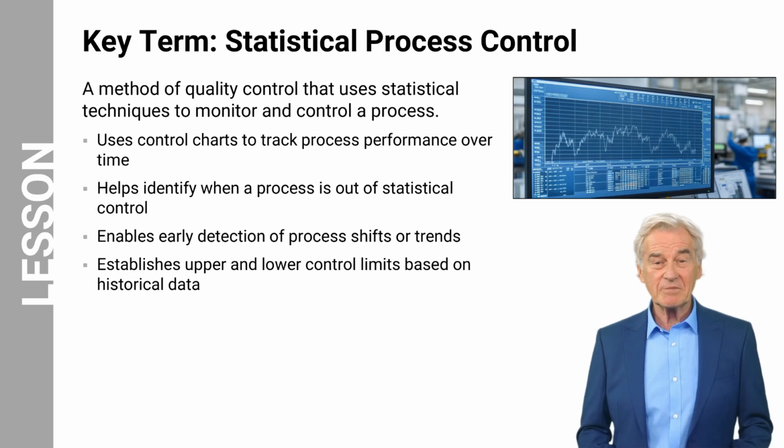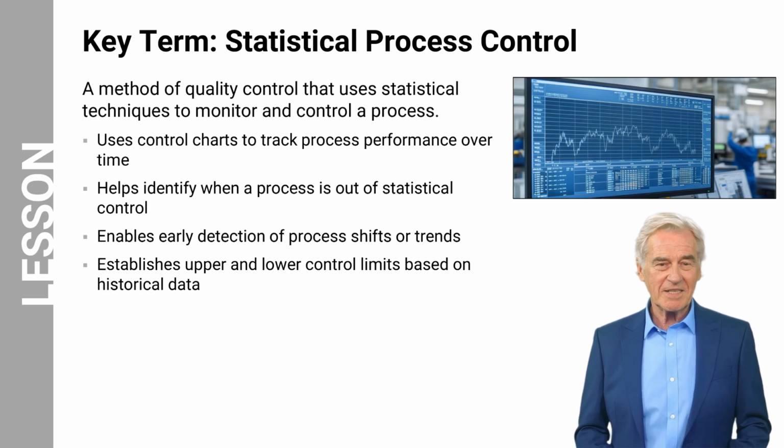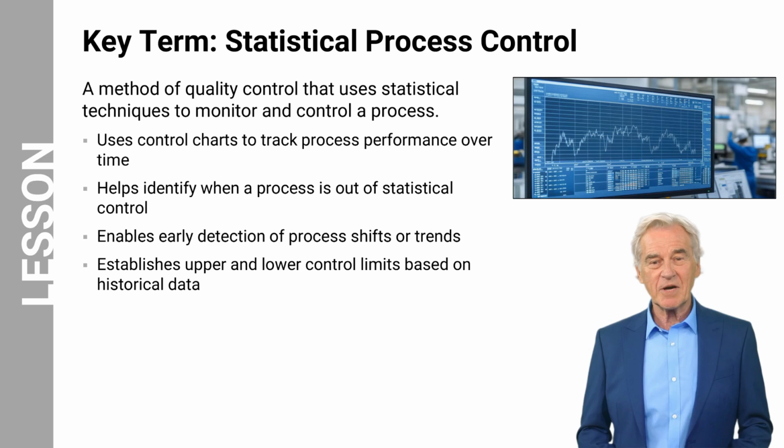Let us take a look at one of the important terms in the control phase: statistical process control. This is a quality control method that employs statistical techniques such as control charts to monitor and control processes. It primarily uses control charts to track process performance over time, enabling the identification of when a process falls out of statistical control. SPC is particularly valuable for its ability to detect process shifts or trends early, allowing for timely interventions. The method establishes upper and lower control limits based on historical data, providing a clear framework for assessing process stability and consistency.